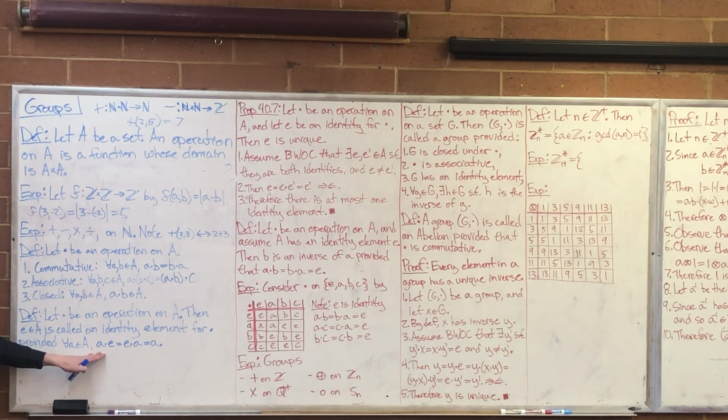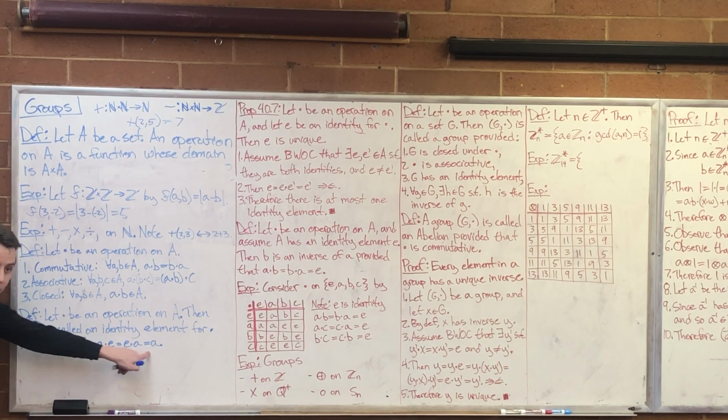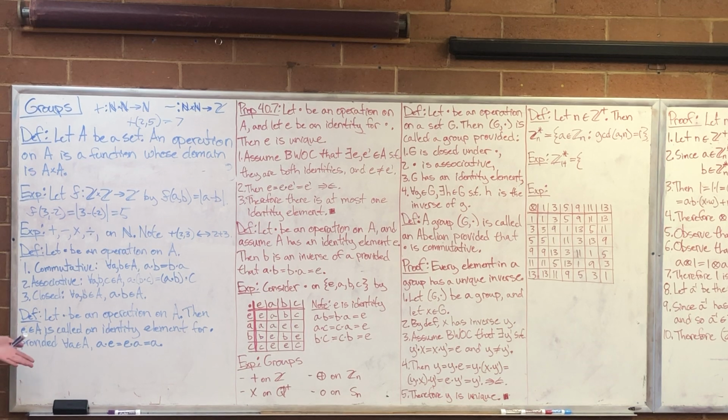1 is an identity element for multiplication because a times 1 is equal to 1 times a is equal to a. 0 is an identity element for addition because a plus 0 is equal to 0 plus a is equal to a. Does that make sense? Yeah. So depending on what set you're talking about, what operation you're talking about, you can have a different identity element.